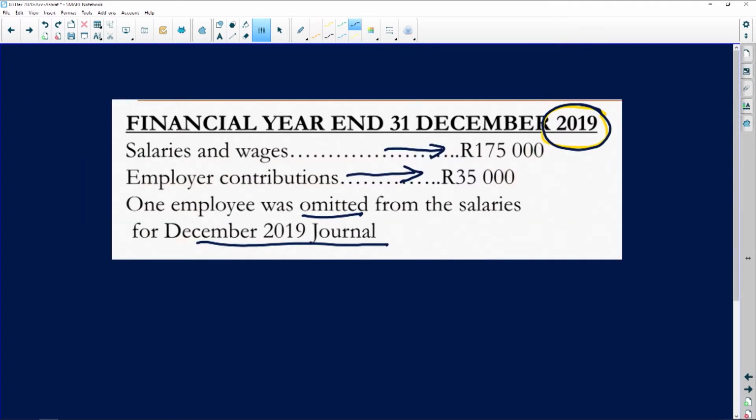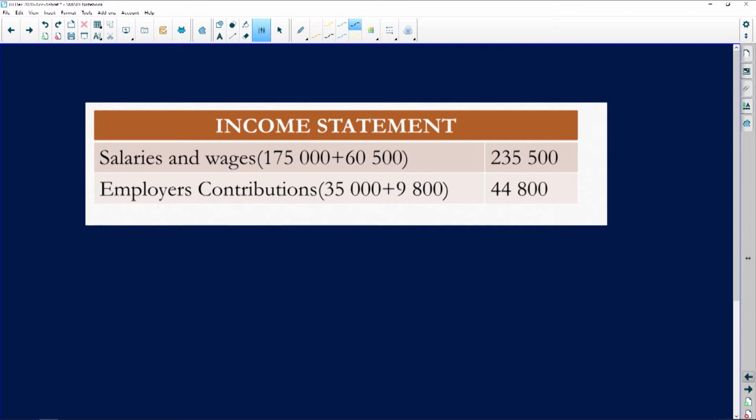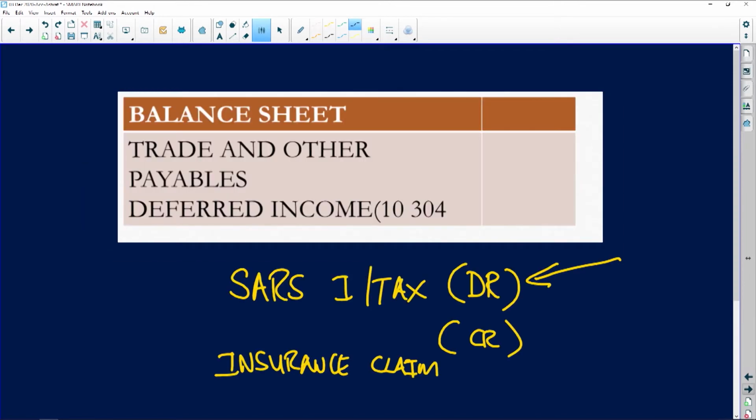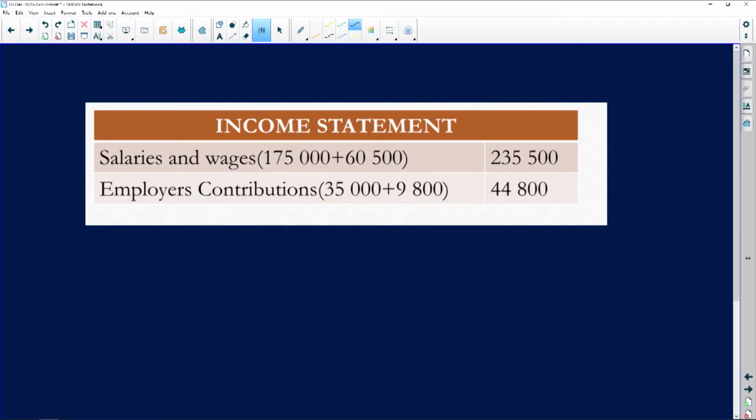If you look at the information here, I'm just trying to find that slide very quickly. Okay. Nevertheless, I'll explain to you as we go along. You are told that there was an amount of 60,500, which was the net salary. Let's pick up our pen. The net salary, right? Plus my deductions, and that total amounted to 60,500.